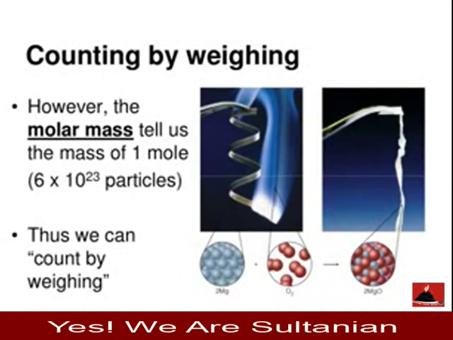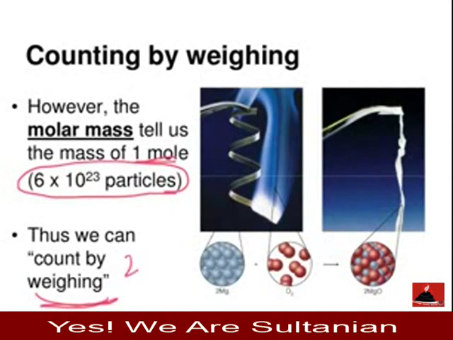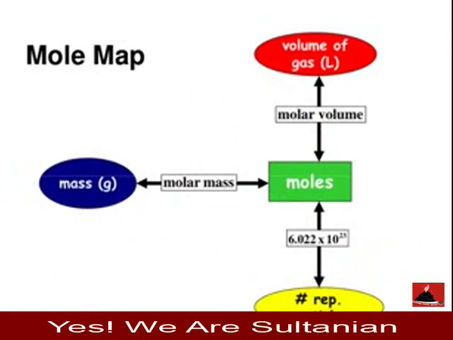Remember, the molar mass tells us the mass of 1 mole, which is 6 times 10 to the 23 particles. So, we can actually count by weighing, which means that if we weigh out the mass of 1 mole, so for magnesium, that's 24.31 grams, we automatically know we're going to have this many particles.